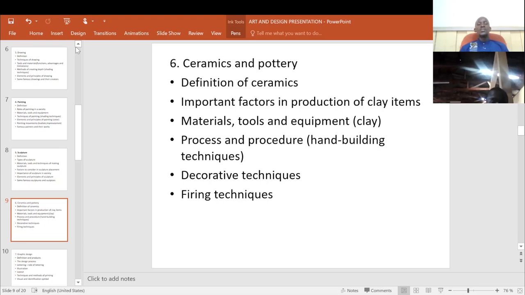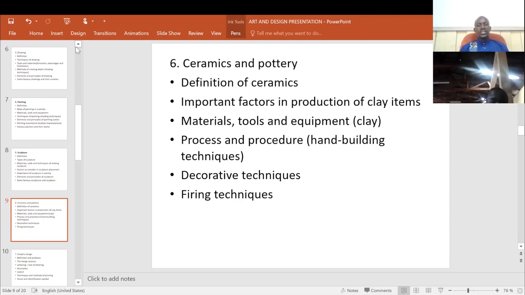We talk about the hand-building technique. What are some of these hand-building techniques that the learners must acquaint themselves with? We have the hand-building techniques, that is the ball, we have the slab, we have the pinch, we have the coil, and so on. So those are some of the hand-building techniques that the candidates must be able to familiarize themselves with.